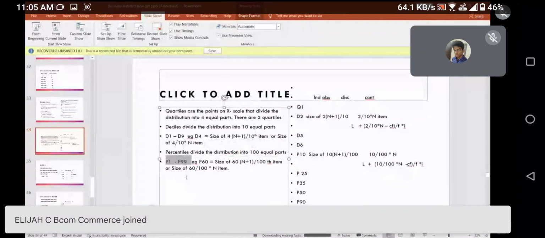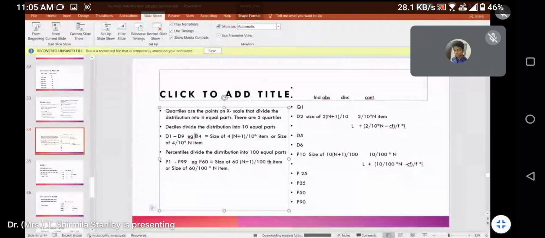So you'll have from P1 to P99. Suppose you want to know what is D4. How to calculate D4? The divisor in this case will be 10, like how for quartiles, the divisor is actually 4.